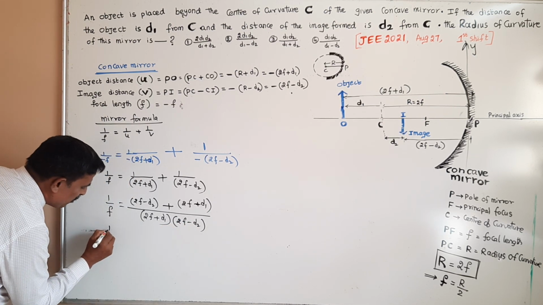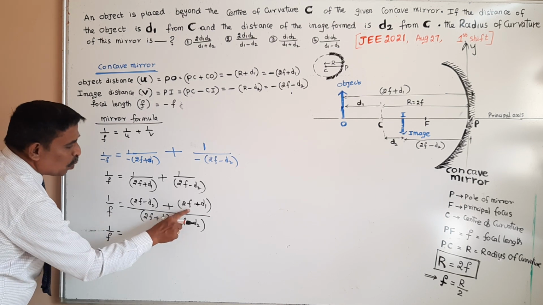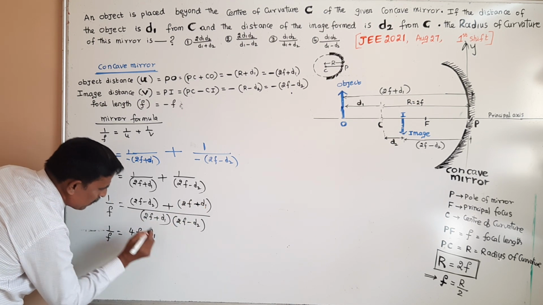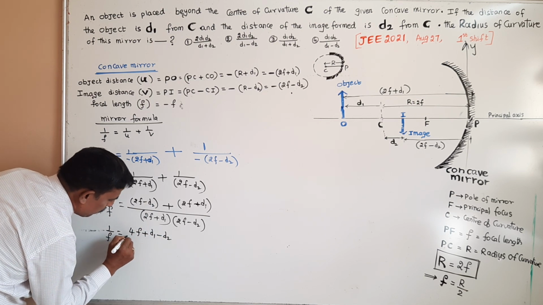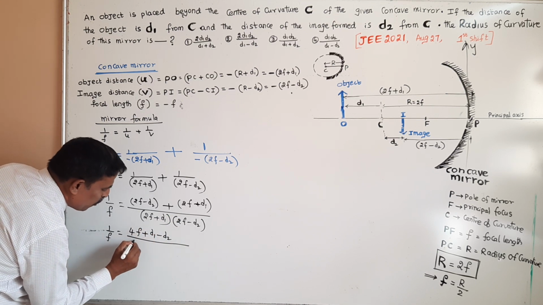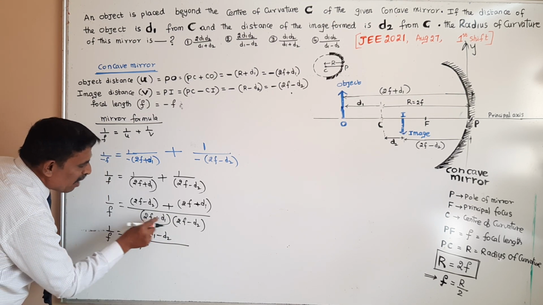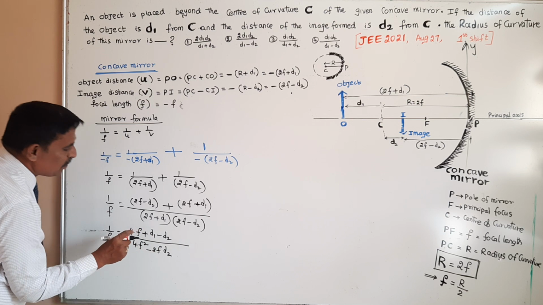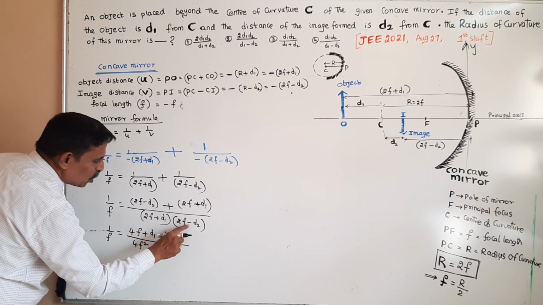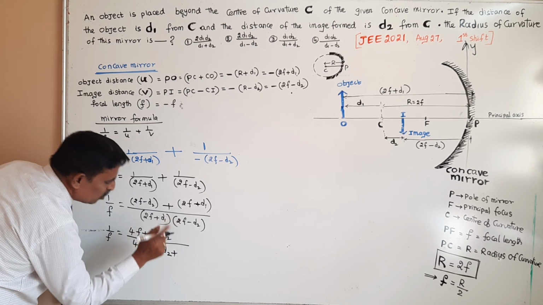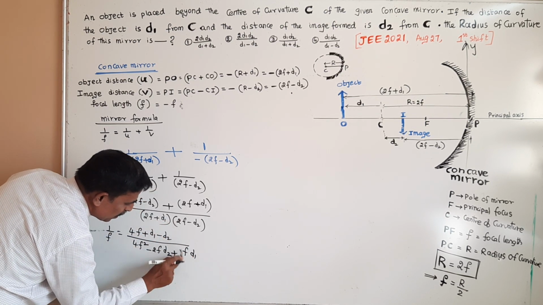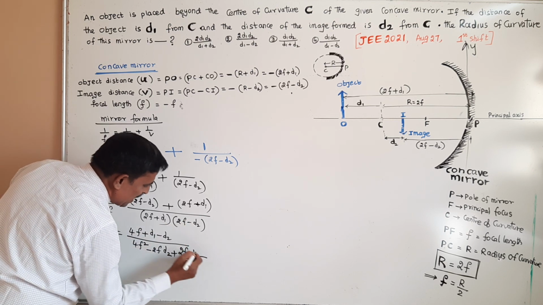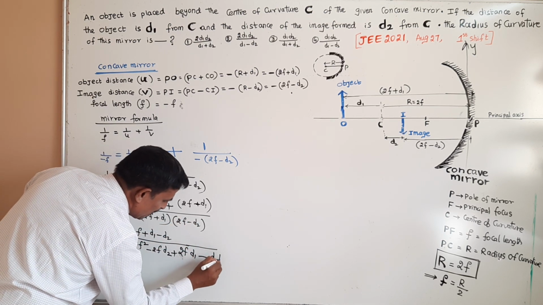Now 1/f = (2f + 2f, that is 4f, plus d1 minus d2) divided by 2f into 2f, that is 4f square, 2f into d2 minus 2f d2, d1 into 2f, 2f d1, and d1 into minus d2, minus d1 d2.